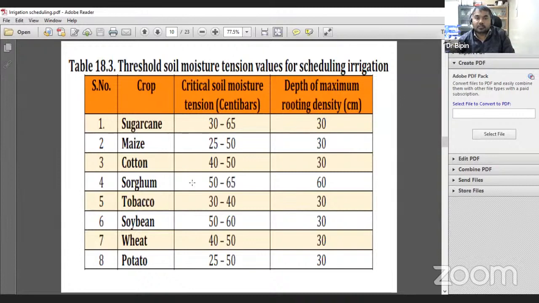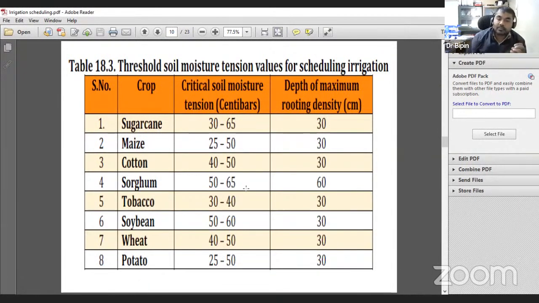Here centibars are given for different crops, the threshold soil moisture tension value for scheduling irrigation. For sugarcane, you can see here 30 to 65 centibars. This is the range for scheduling irrigation in sugarcane. And maize 25 to 50 centibars, cotton 40 to 50, sorghum 50 to 65, tobacco 30 to 40, soybean 50 to 60, wheat 40 to 50, and potato 25 to 50.